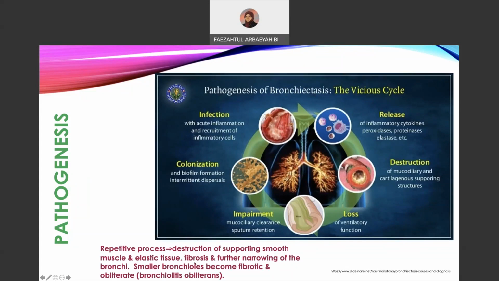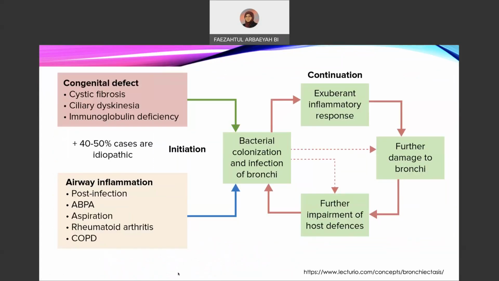Then there will be fibrosis because the fibroblasts have been stimulated, and eventually it will lead to narrowing of the bronchi. The smaller bronchioles become fibrotic and obliterated, and this condition is called bronchiolitis obliterans. This is another flow chart of the pathogenesis. So it's a continuity.